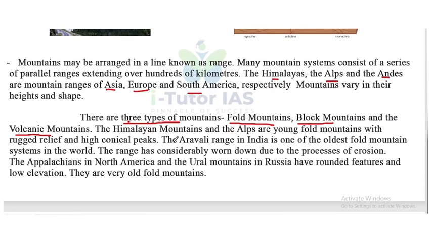The Himalayan mountains and Alps are young fold mountains. The Himalayas are in Asia, and the Alps are in Europe. They have a rugged relief and high conical peaks. The Aravalli range in India is one of the oldest fold mountain systems in the world.